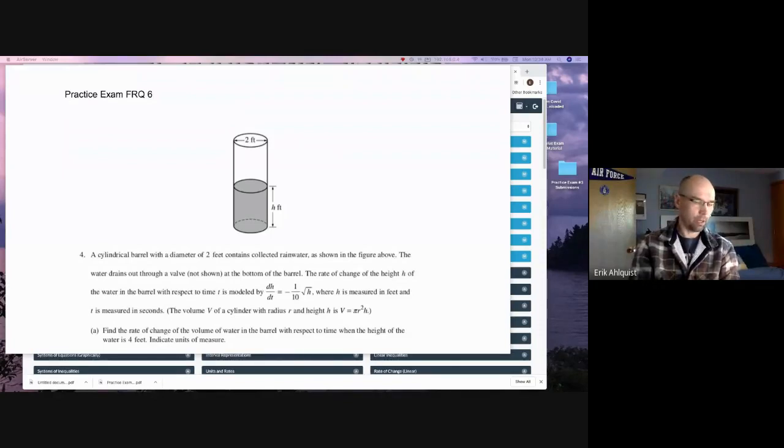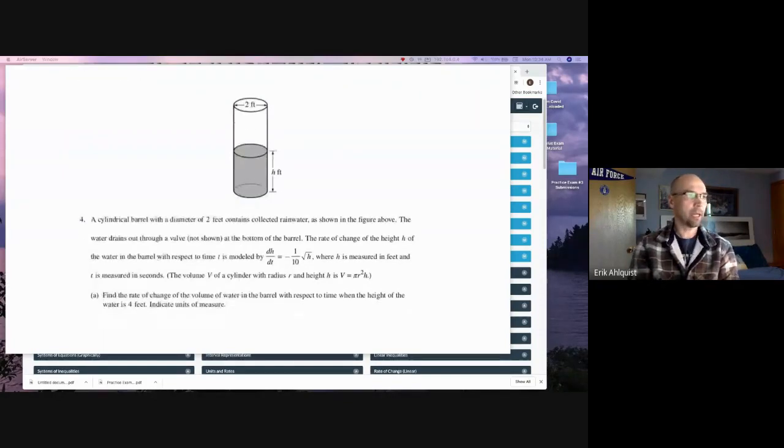So on this, you got this cylinder. It goes through and talks about some valve. This first part sets up the problem, but I don't know that it's terribly important information. If I didn't read the first two sentences, I still think I could do the rest of that problem.